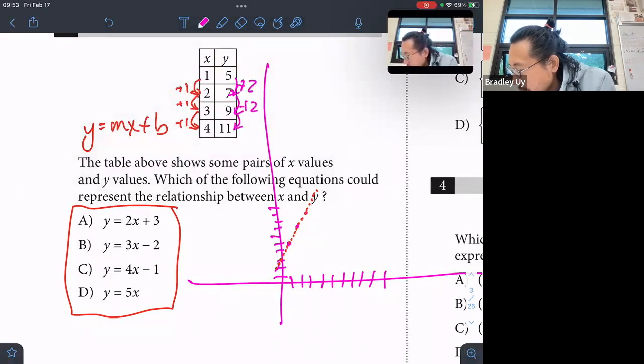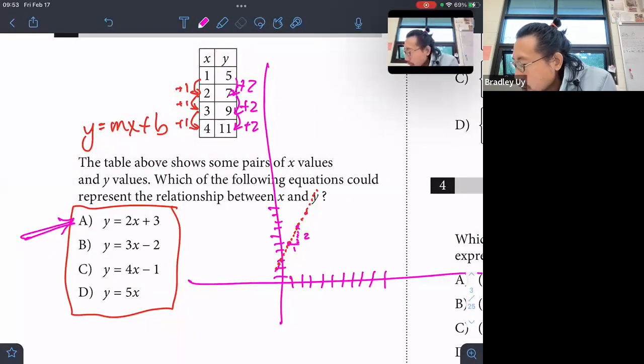Taking a look at the graph again, as x increases by 1, the y goes up by 2. So you have a rise of 2 and a run of 1, which gives you a slope of 2. That also confirms that A is the right answer choice.